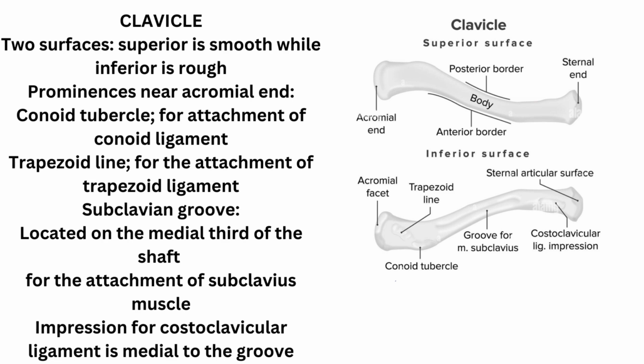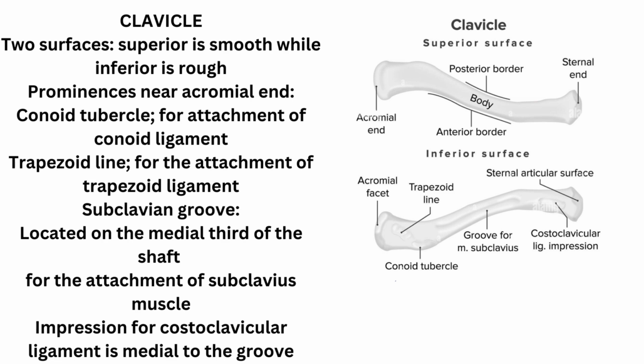There is a conoid tubercle close to the acromial end of the clavicle for the attachment of the conoid ligament, which is the medial part of the coracoclavicular ligament. Also, a trapezoid line is located near the acromial end for the attachment of the trapezoid ligament, which is the lateral part of the coracoclavicular ligament.